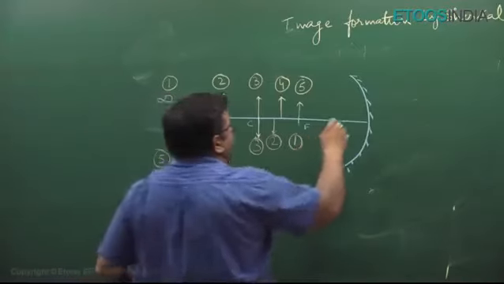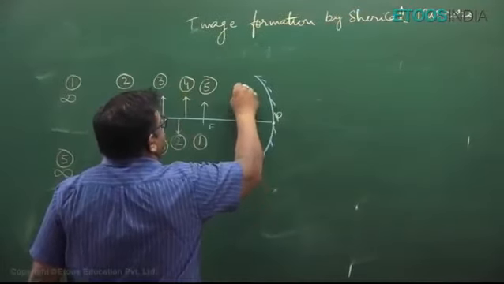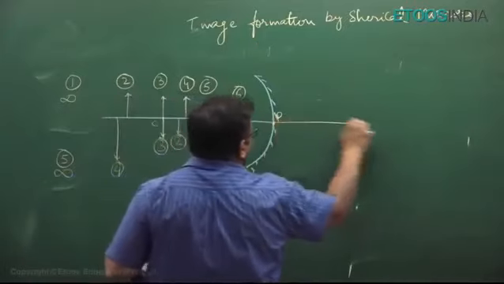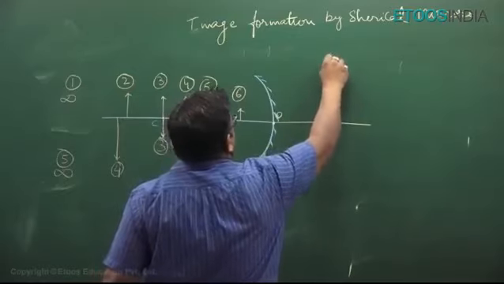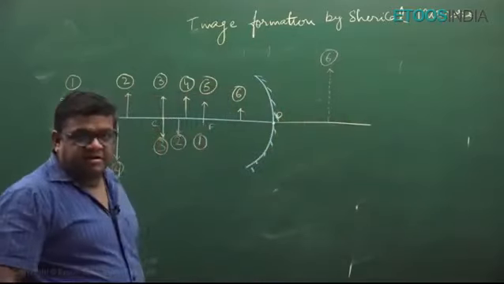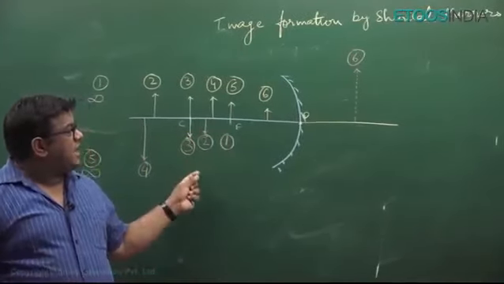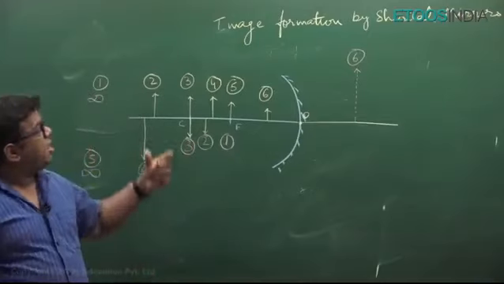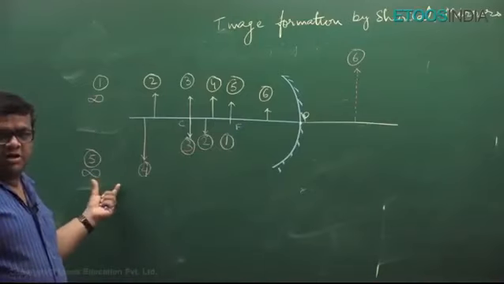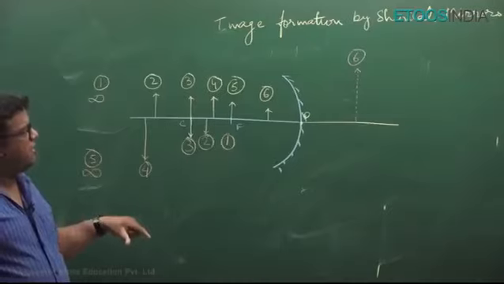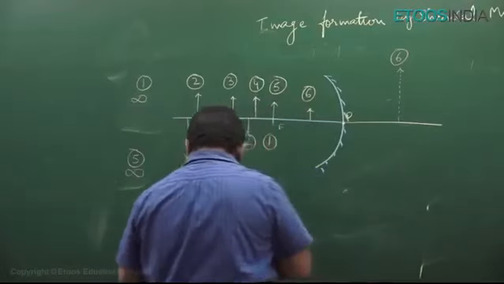So, the next diagram, if the object is placed between F and P, then image is formed right here, which is virtual and erect. So, you just observe how the position of object changes and how the image formed increases in its height and it moves like this only. Am I clear?